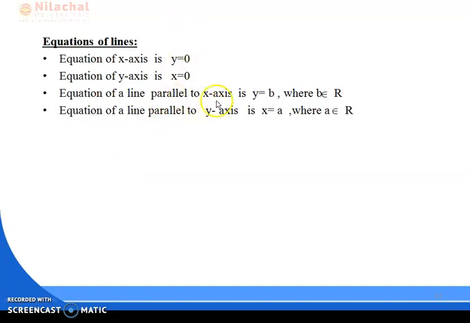The equation of a line parallel to the x-axis is y equals b, where b is any real number. The equation of a line parallel to the y-axis is x equals a, where a belongs to R. That means a and b here are any real numbers. So the equation of a line parallel to the x-axis is y equals b, and parallel to the y-axis is x equals a.